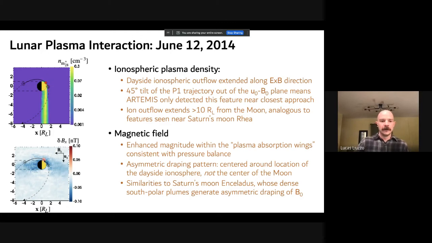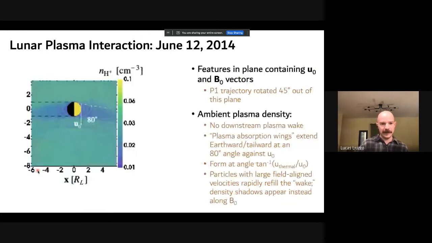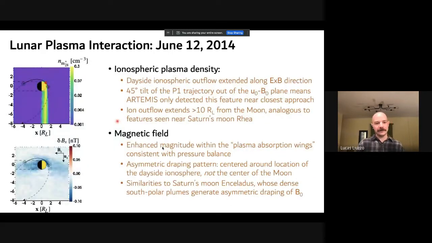In the magnetic field, we see, again, where these two regions, these plasma absorption wings, were located. We see the magnetic field magnitude is enhanced. And this is just consistent with pressure balance, because the density reduces, the magnetic field is enhanced to kind of offset that pressure drop. And you'll also notice, if you look closely, again, I apologize for the figure quality, but this feature is not centered at the moon's center. It's actually centered around the moon's ionosphere.